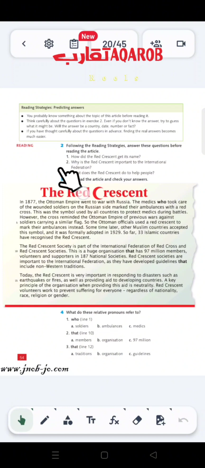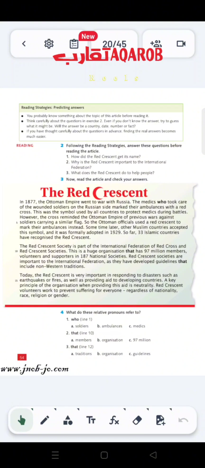Now, question number 3. What does the Red Crescent do to help people? So, the Red Crescent responds to disasters such as earthquakes or fires. It also provides aid to developing countries, and the Red Crescent volunteers work to prevent suffering for everyone. So now, after we have answered the questions, we're going to start reading the article about the Red Crescent.